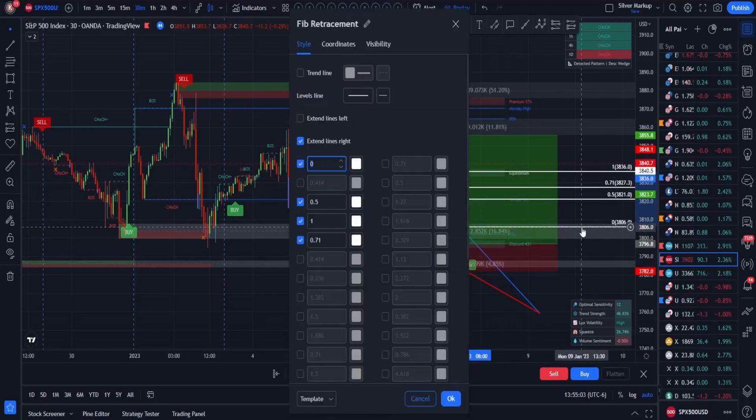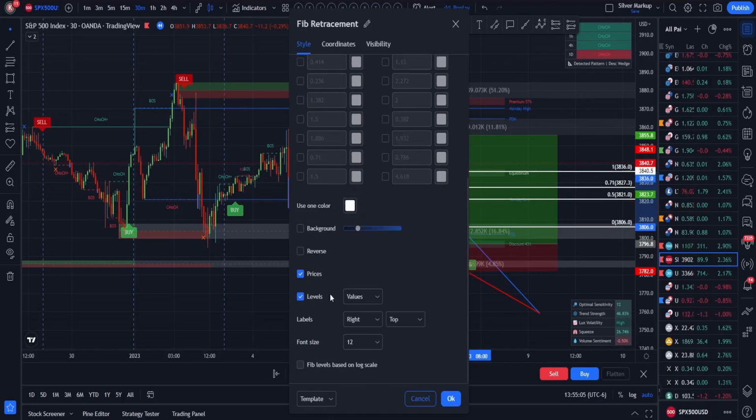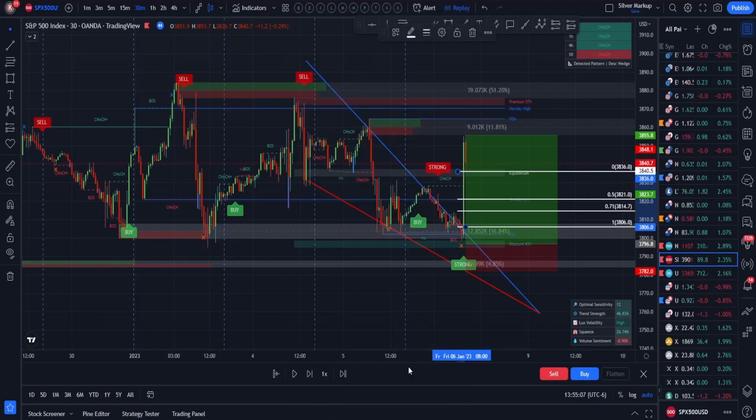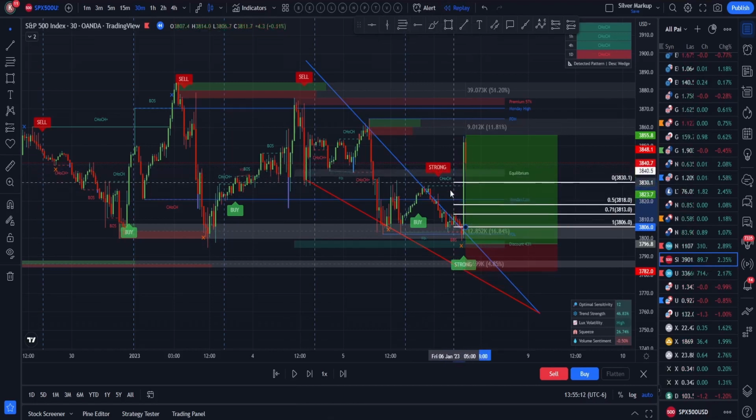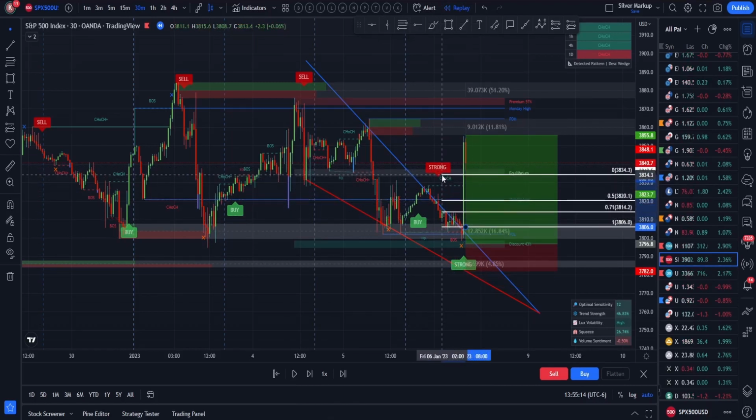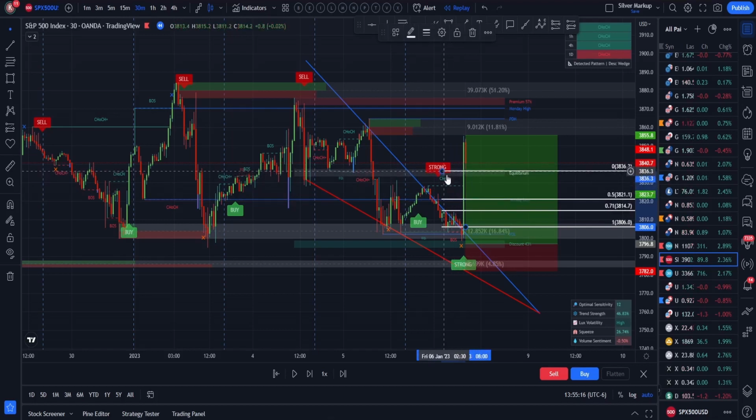So let's just invert it here just to make it easier. So now we have that area. Look at where the 50% lines up right at Monday's low. It lines up on Monday's low.